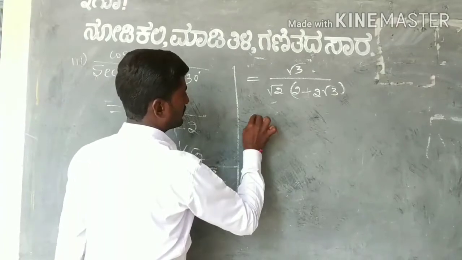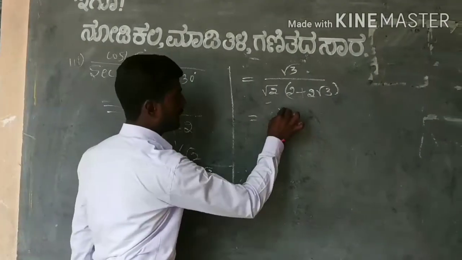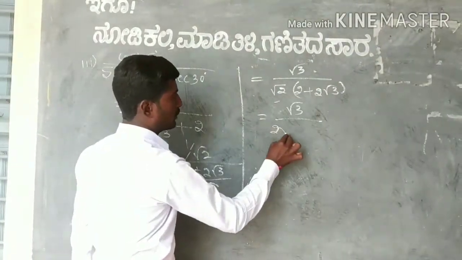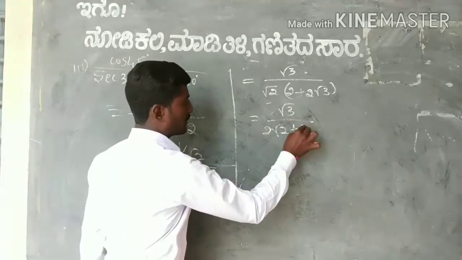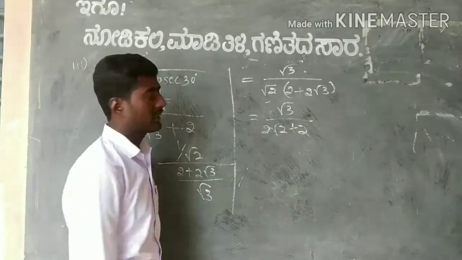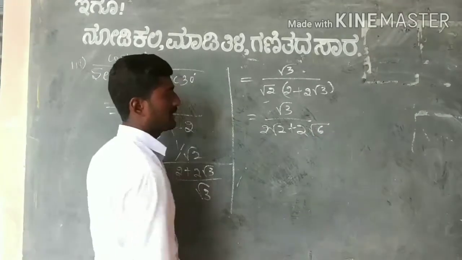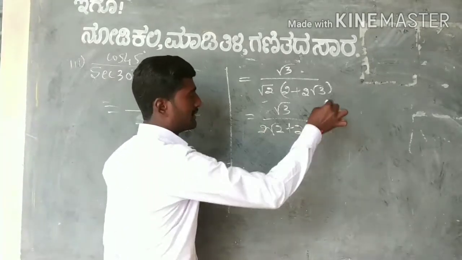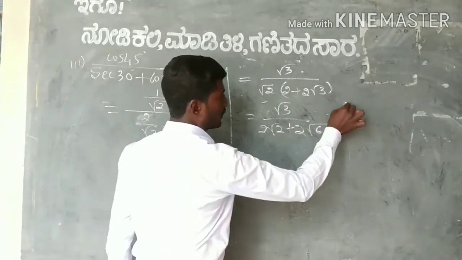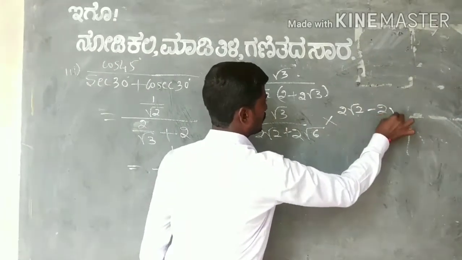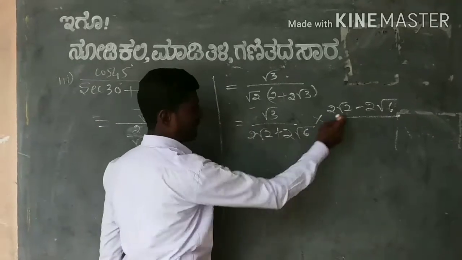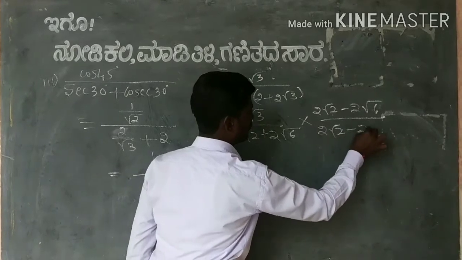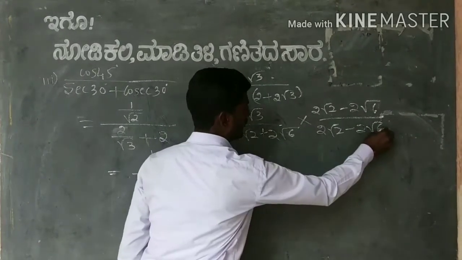Now this is equal to root 3 divided by, let us multiply this root 2. It will be 2 root 2 plus 2 root 3 into root 2, here I am getting root 6. Now here to simplify this, I have to multiply and divide by 2 root 2 minus 2 root 6. If it is plus, we take minus; if it is minus, we take plus. So 2 root 2 minus 2 root 6, I have to multiply and divide this.